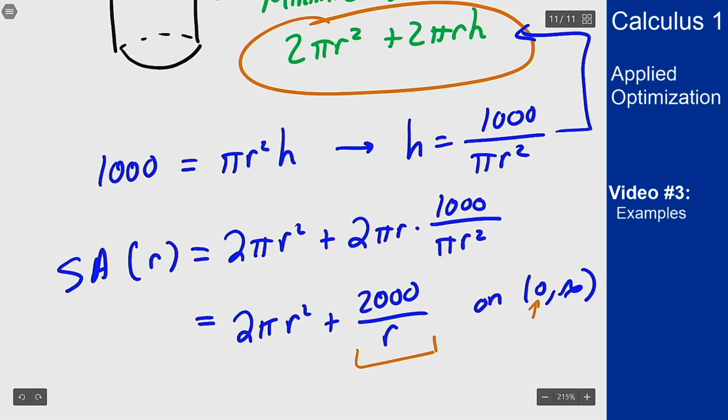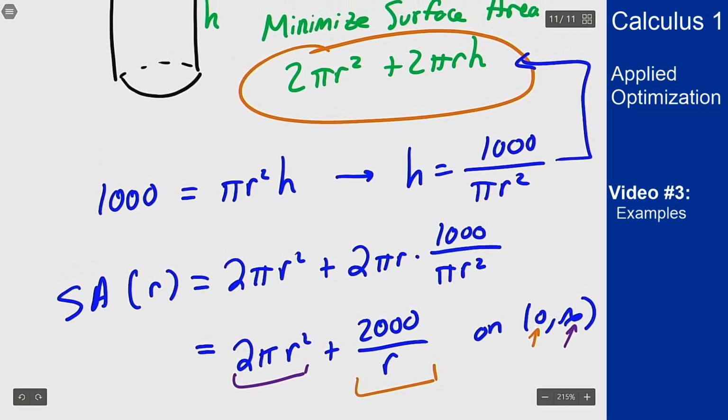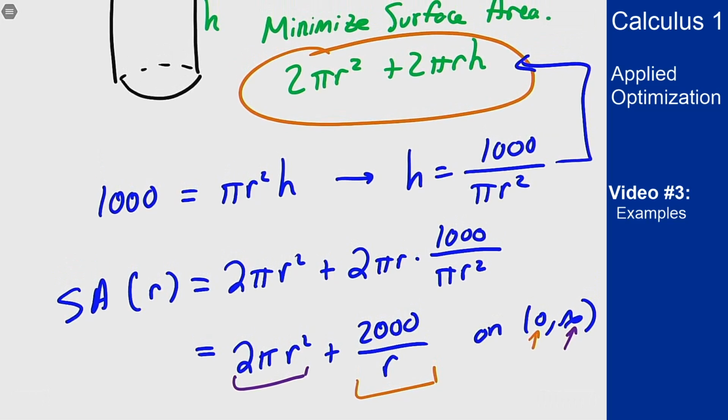On the other hand, as r goes to infinity, this term gets really big. So near both endpoints, my surface area gets really, really big, which means that's not where the minimum is going to occur, because I'm trying to minimize surface area here. At the two endpoints, it gets really, really big. So ignore those and just focus on any critical points that are inside and use those to determine if things are maxes or mins. Let's now hunt for a critical point somewhere inside.